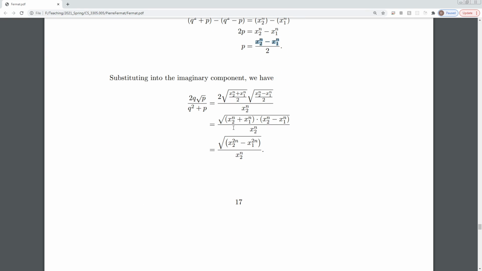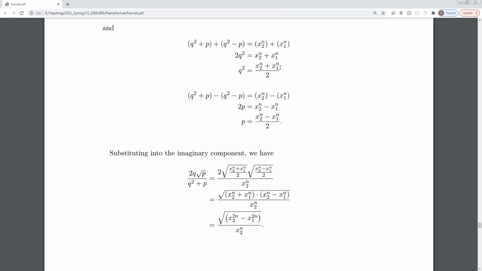And so we can go into our imaginary component and make our substitutions. So q was the square root of this thing. p was already under the square root. And so square root of 1/2 times square root of 1/2 is 1/2. And so the 2 cancels out here. In the denominator, we have a perfect power. And then under the radical, we have a difference of perfect powers.